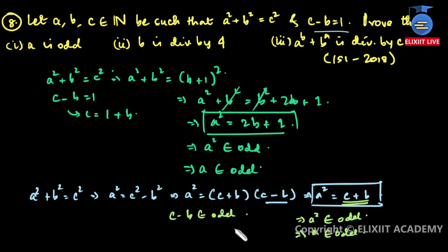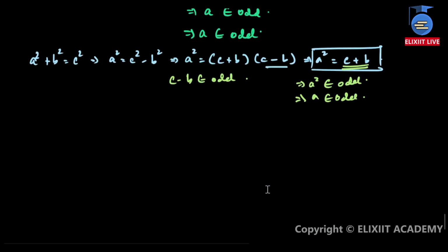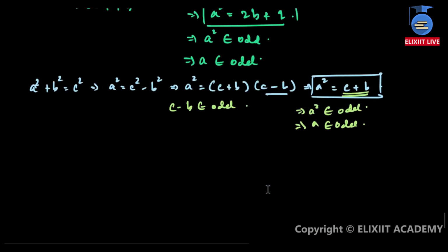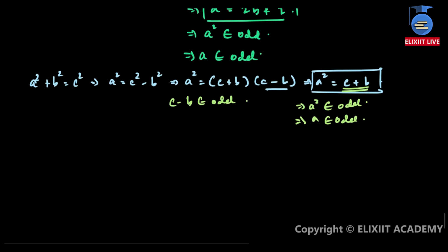Clear? Chalo, next. So we are done with the first part. Now the second part. Now we have to prove that B is divisible by 4. Let's see how to prove this. B is divisible by 4.